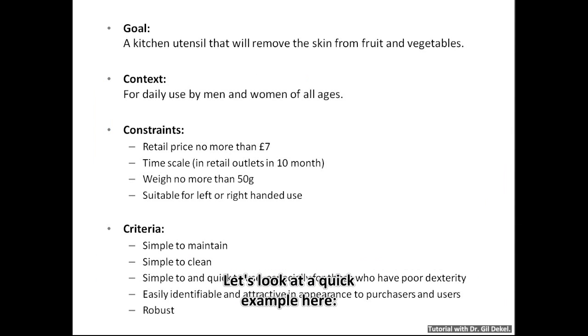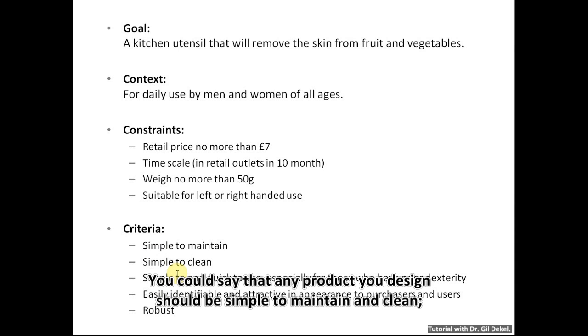So let's look quickly at an example here. For example, it's no more than £7 and should be in retail shops in 10 months from now. Criteria: simple to maintain, simple to clean, and simple and quick to use. Now, as you see, this is quite open, which is meant to be open because you don't want to limit the designer. You could say that any product that you design should be simple to maintain and simple to clean.